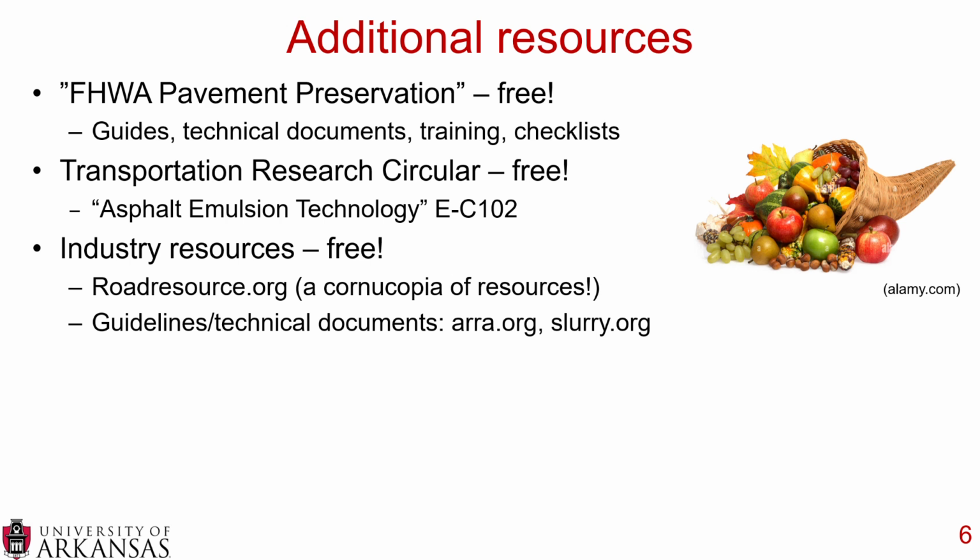And then ERA, EMA, and ISA. ERA is the Asphalt Reclaiming and Recycling Association, ISA is the International Slurry Surfacing Association, which is slurry.org, and EMA is the Asphalt Emulsion Manufacturing Association, or EMA.org. All of those also have guidelines and technical documents available.